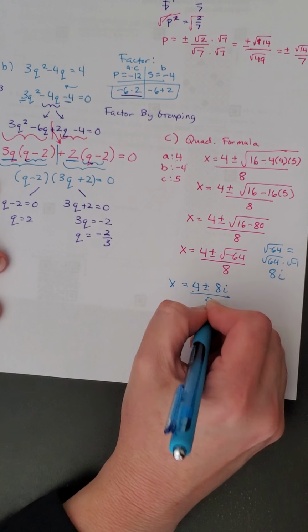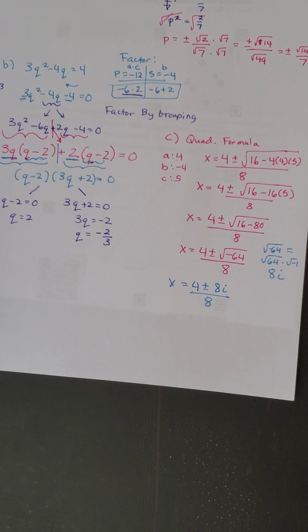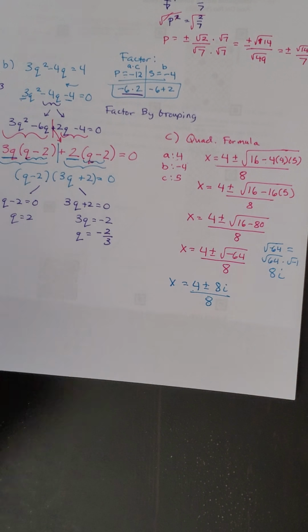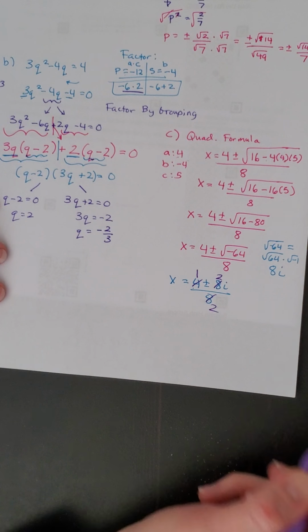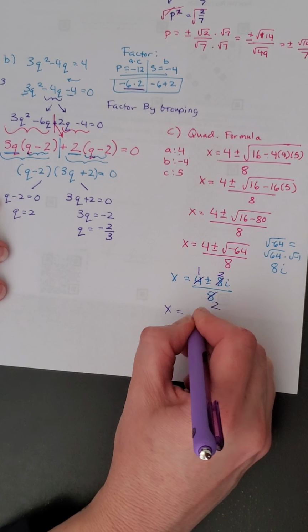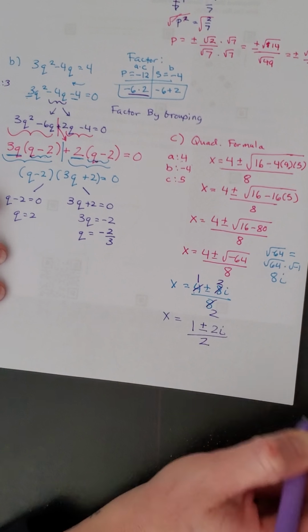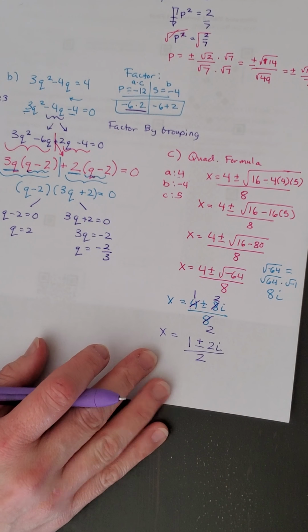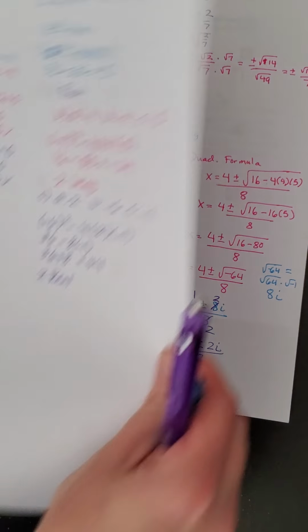Now, if all of these numbers have something in common, which they do, they have a 4 in common, then you can reduce them all by a factor of 4. So that'll be a 1, that'll be a 2, and that'll be a 2. And so my solutions are 1 plus or minus 2i over 2. All right, number 5, again, I'm going to grab this sheet of paper that I was using earlier.